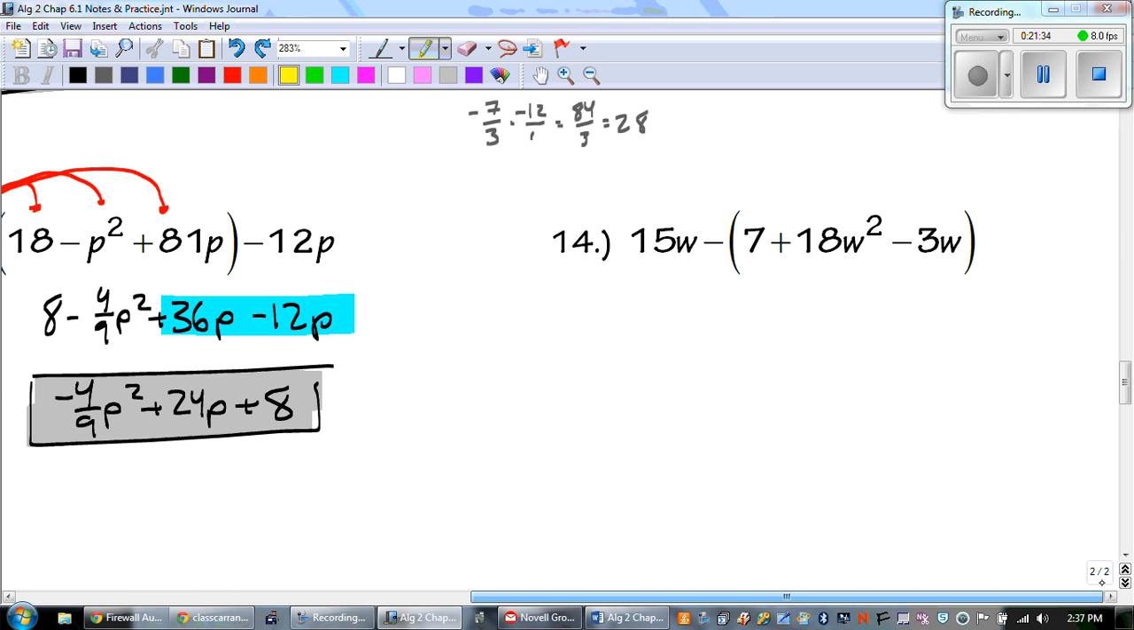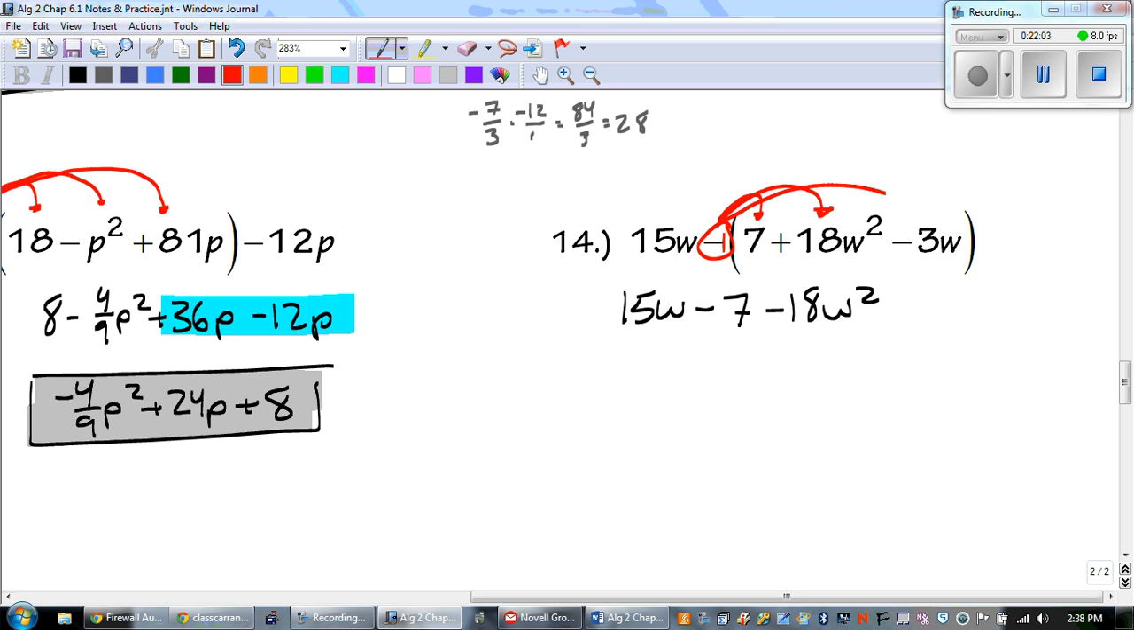Okay, just a couple more. We're almost done. Okay, now, what do we have to distribute in 14? Am I distributing the 15? No, I'm distributing the negative, which is a negative 1. So that turns to a negative 7. When I'm multiplying by a negative 1, the only thing that changes is my sign. And then the last one, a negative times a negative, makes that a positive.